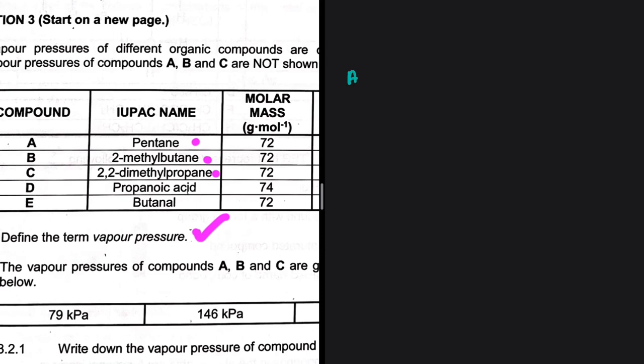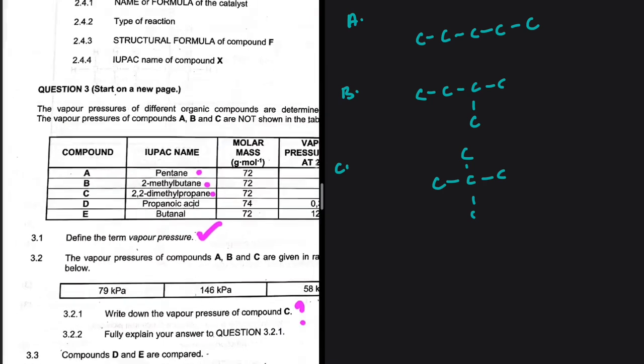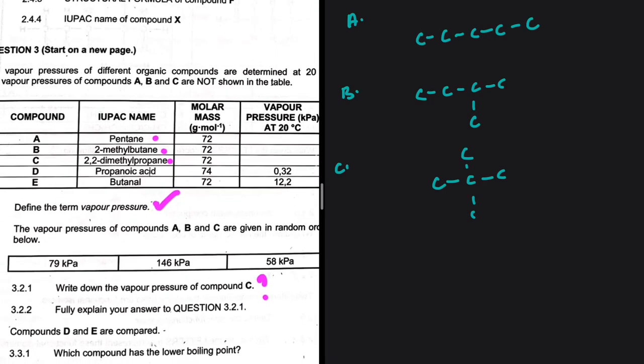Let me show you. Compound A is pentane, so we have 1, 2, 3, 4, 5. I'm not including the hydrogens because that doesn't really affect where I'm going with this. Compound B is 2-methylbutane, so that is 1, 2, 3, 4, and then we have a branch there. Compound C is 2,2-dimethylpropane, so that is 1, 2, 3, 1, 2. So which one of these vapor pressures can we relate to compound C?